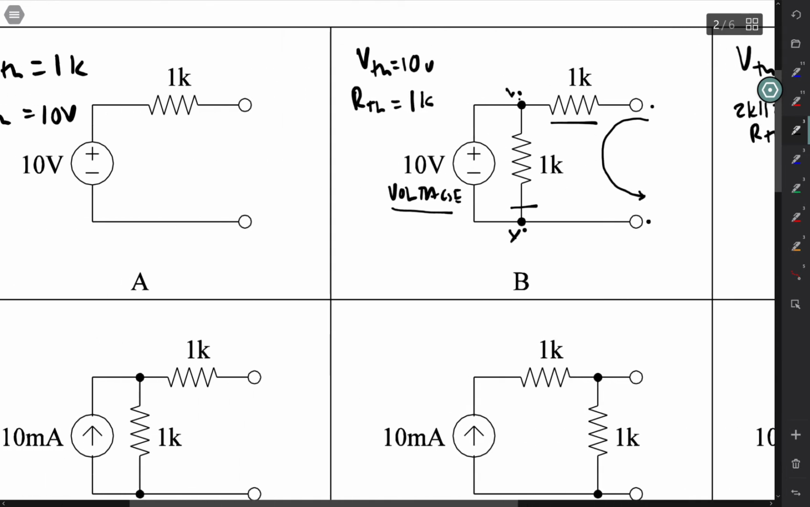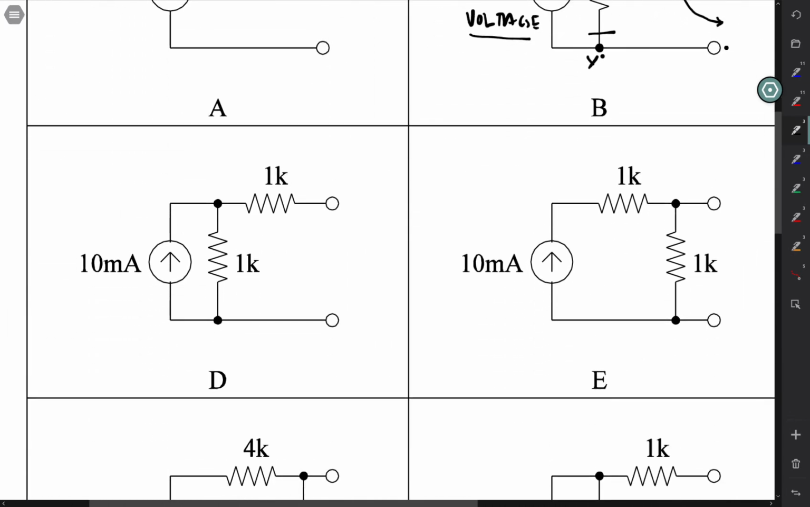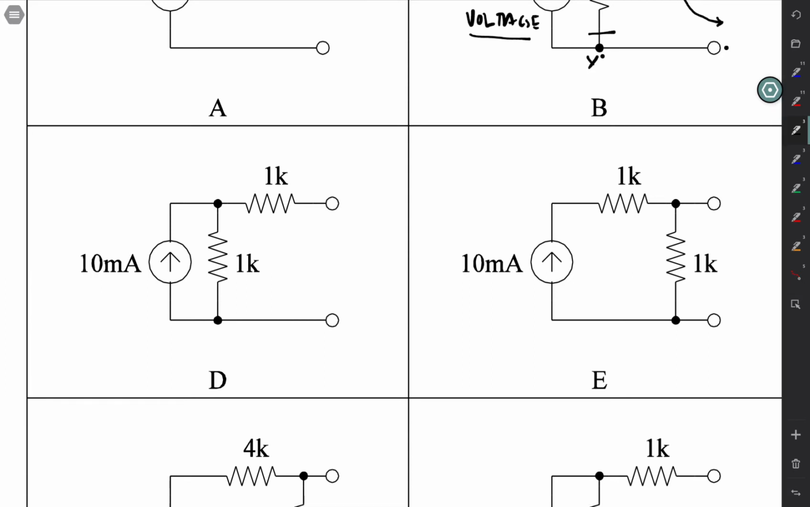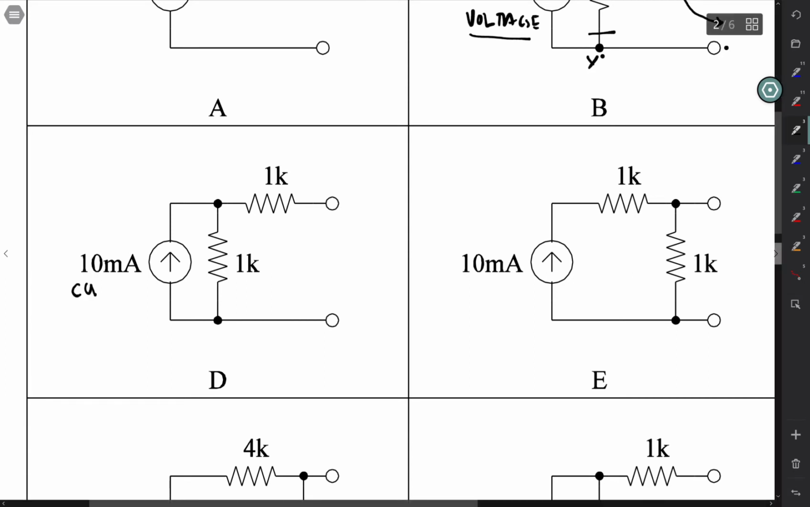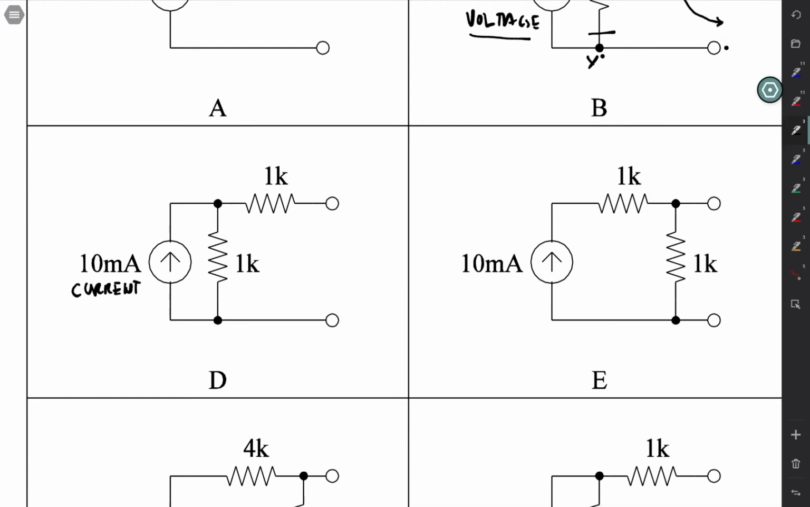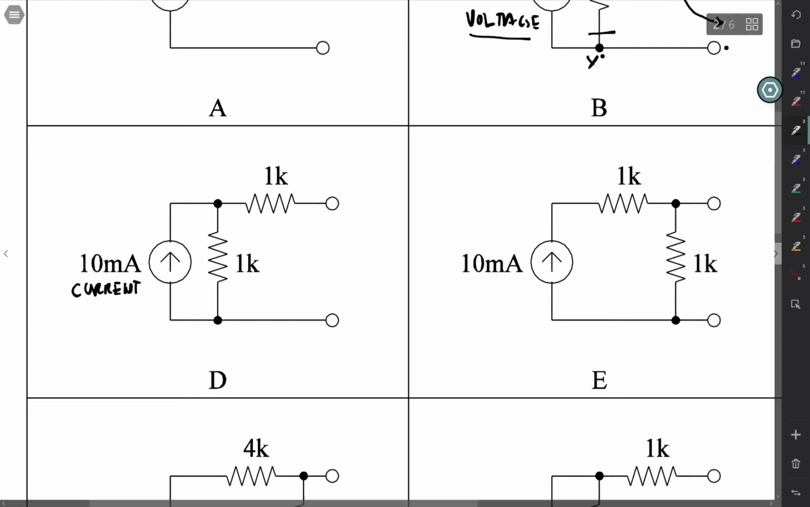Going down now to circuit D, we see a 10 milliamp current source. So this is a difference between the ones that we've done previously. A current source provides a fixed current through whatever it's attached to. If nothing is attached to the output, then the current is all going to flow through this 1K resistor, and that's going to be 10 milliamps when nothing is attached.